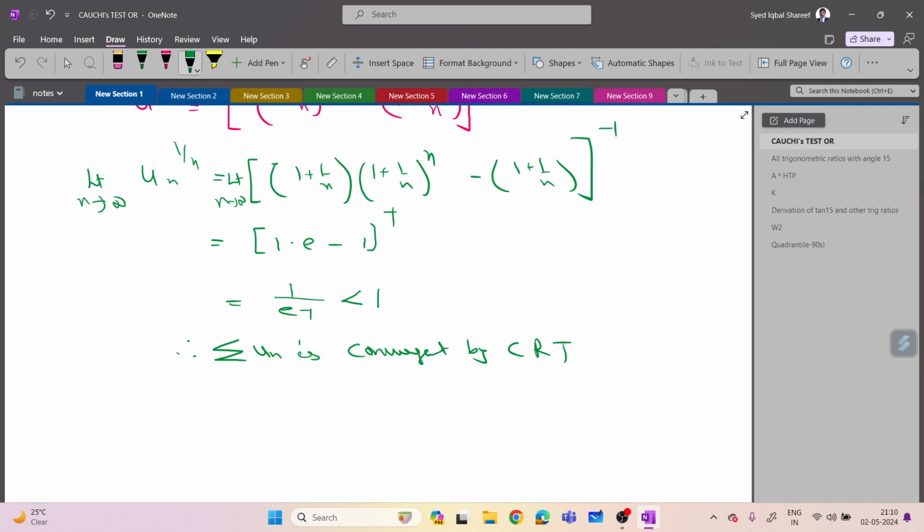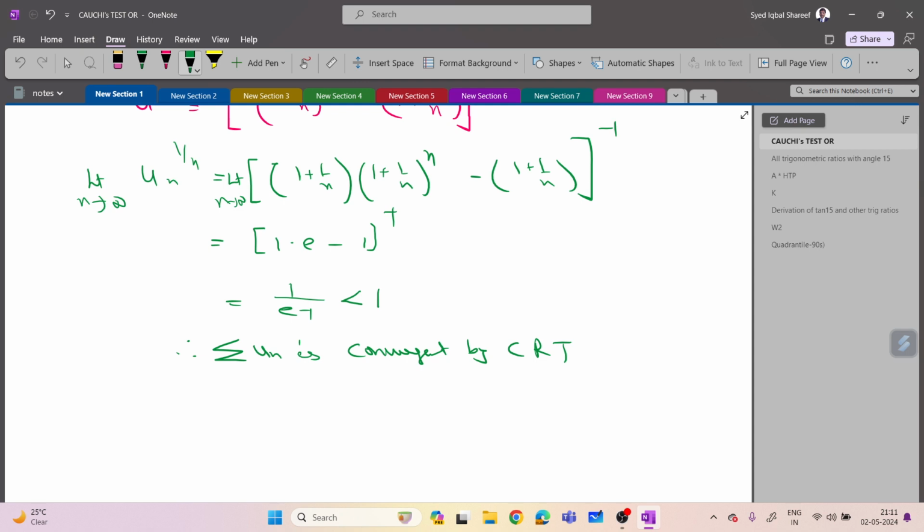That's it. So what we have done? We have done Cauchy root test. What does the Cauchy root test statement say? Limit n tends to infinity un whole to the power of 1 by n equal to whatever answer you get. If that answer is less than 1, the series is convergent. Greater than 1, divergent. Equal to 1, test fails. We have discussed all the three types. Convergent we have discussed. Divergent we have discussed.